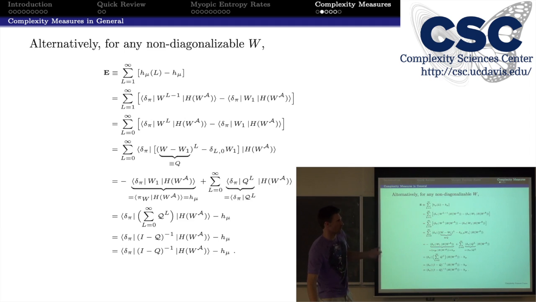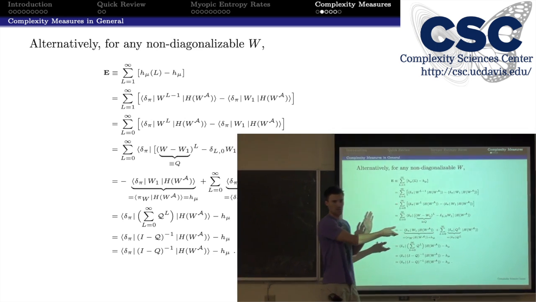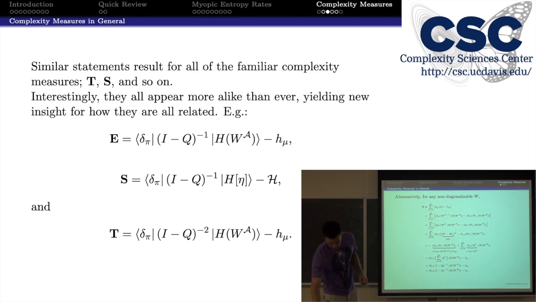So we can do this with all the other complexity measures. I'm not going to run through the derivations because you've basically seen them. They're all the same, except there are slightly different bras and slightly different kets, and everything that happens in the middle is exactly the same, almost.